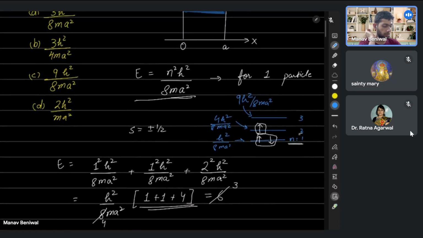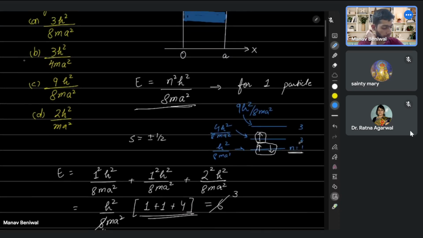So which option is this? Option B. Any doubts in this one?